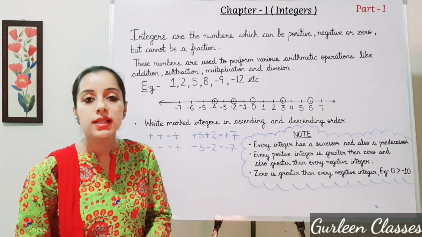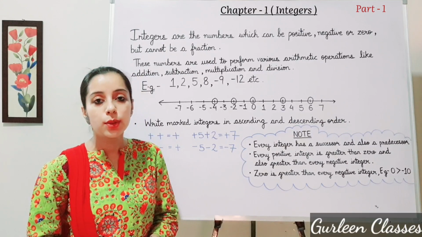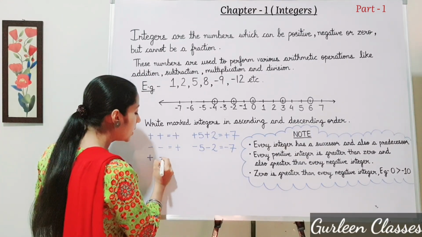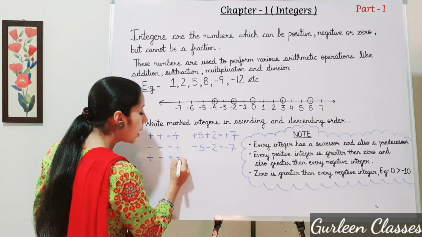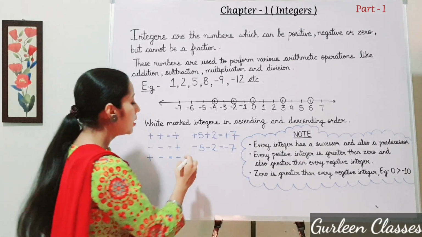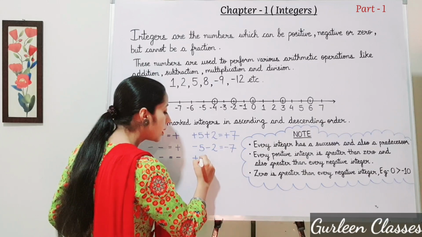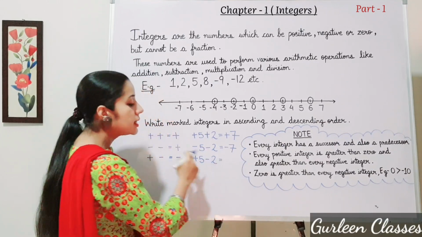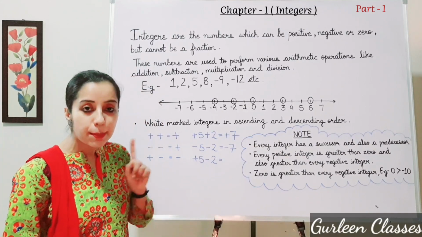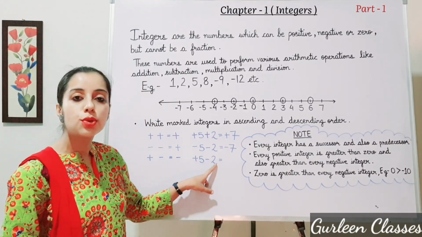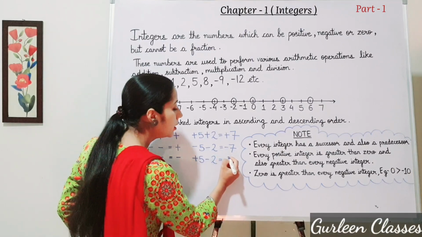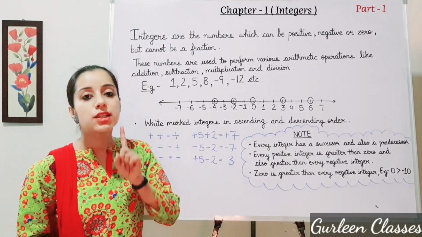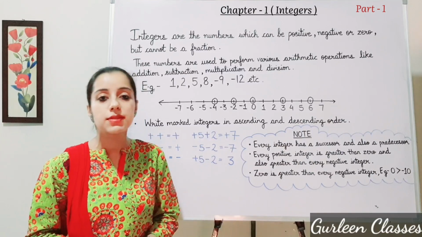Then third rule is plus minus is equal to minus. If you have here +5 and -2, so plus minus will be minus. You will subtract. 5 minus 2, 3. So sign will be positive as greater number 5 has positive sign.